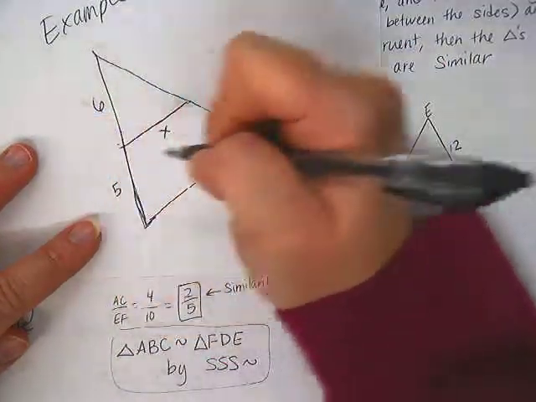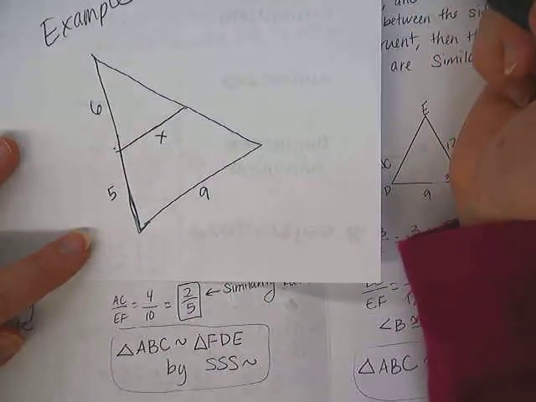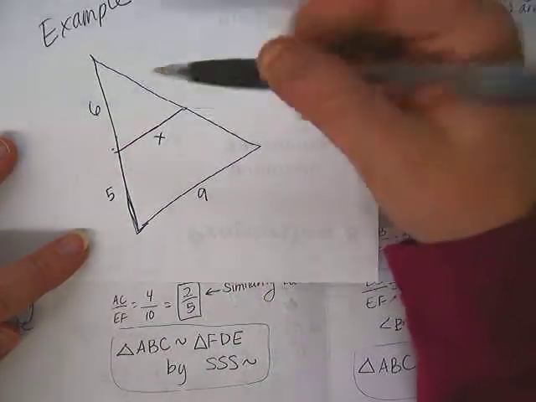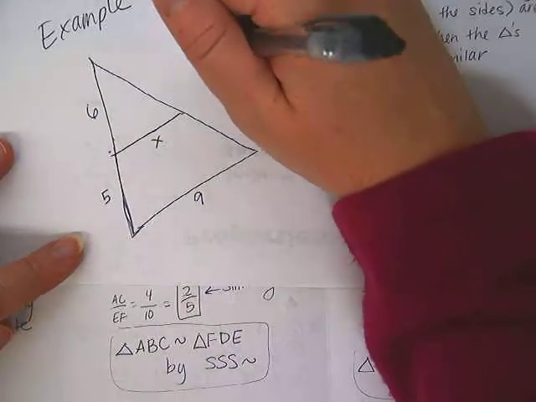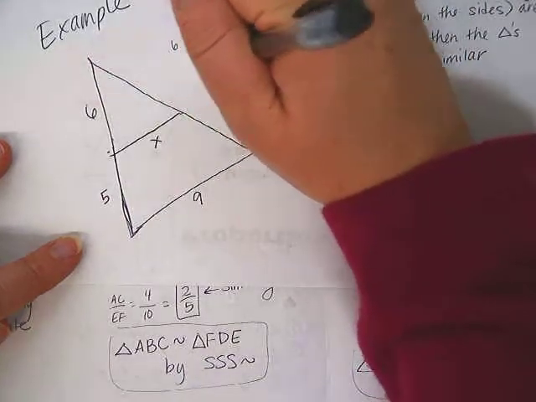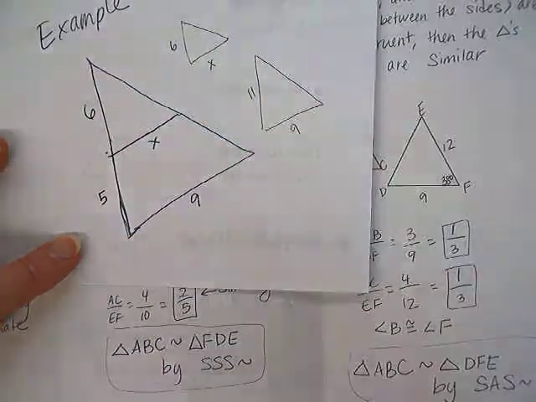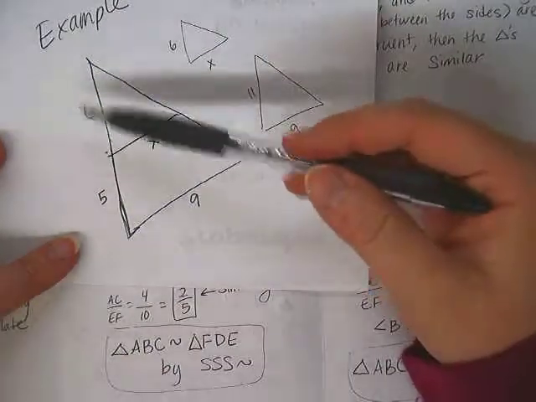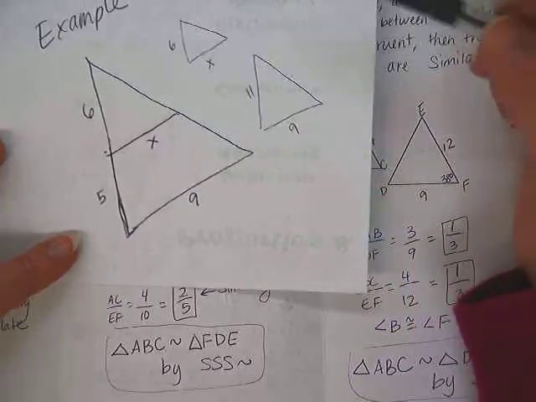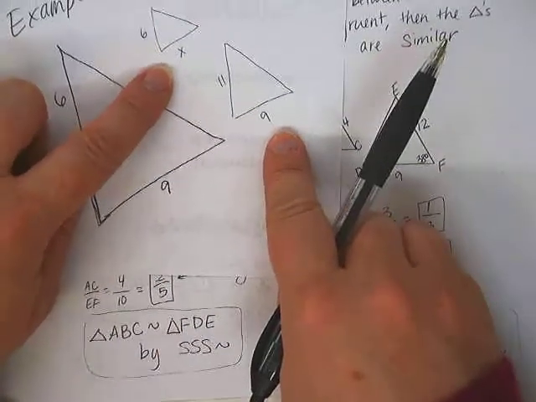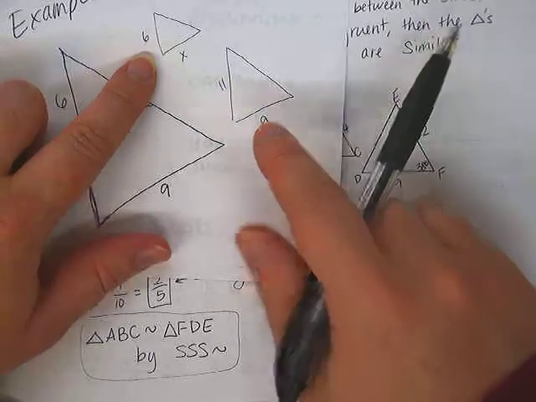So what if you had a problem like this and they told you that this length is 6 and they want you to find this, and this length is 5 and this length is 9. This doesn't have to be a mid-segment. This is just two similar triangles. If it helps, you can redraw them separately. So you have 6 over x, and then the bigger triangle would be 11 over 9. Where did I get the 11 from? I added the 6 and the 5 together to get the side of the longer triangle, correct?